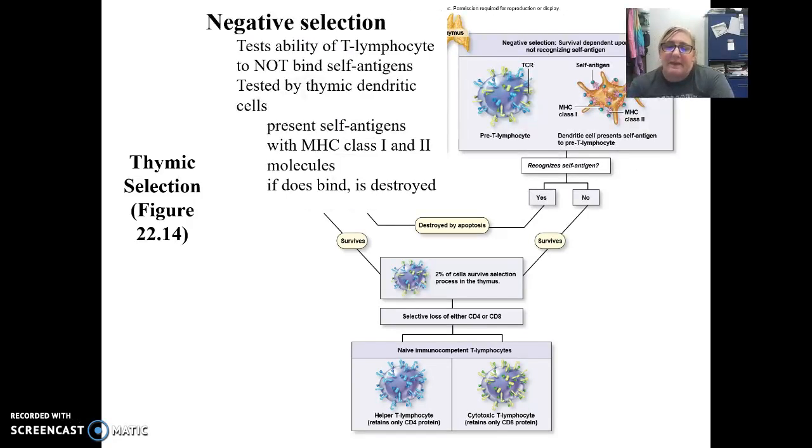From there, we have a negative selection test. Any T lymphocyte that binds and stays bound is going to be killed off. Any T lymphocyte that binds and then unbinds immediately because it doesn't recognize danger is going to survive. So positive selection, you have to be able to bind. Negative selection, you better not stay bound.